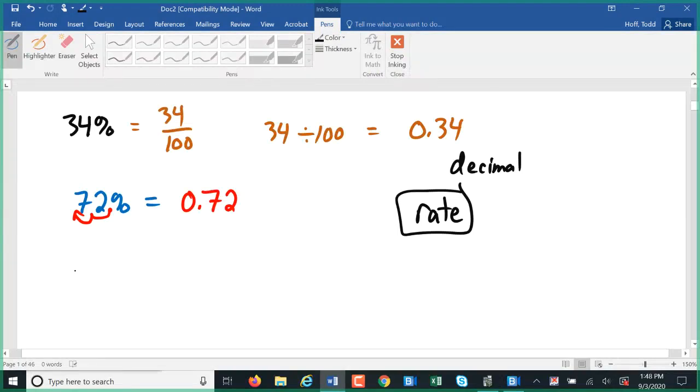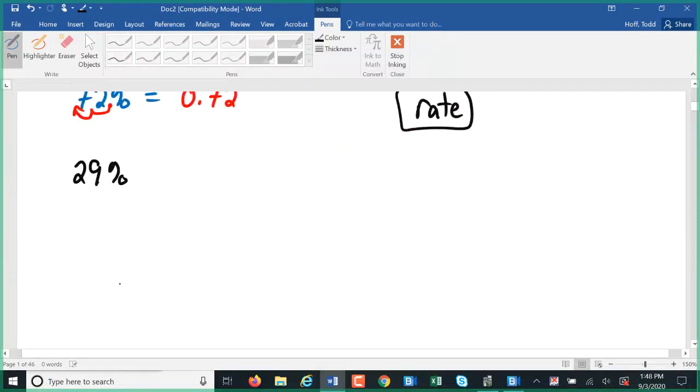So if I have 29% as a decimal, I move it 2 spots, it becomes 0.29. If I have 240%, converting that to a decimal or a rate, that decimal point moves over 2 spots, that becomes 2.4.